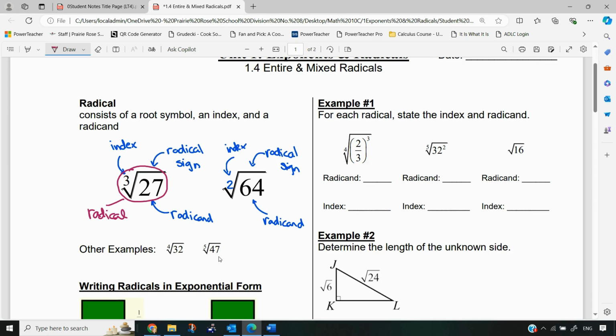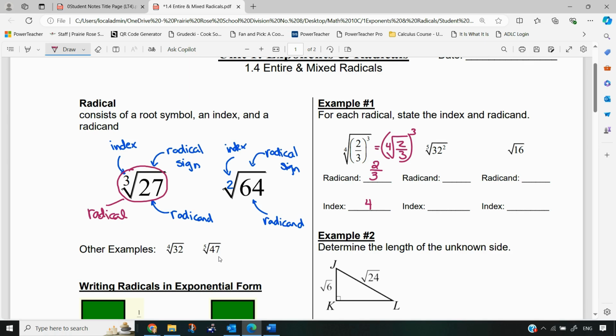All right, so let's take a look at example 1. It says for each radical, state the index and the radicand. So for the first example here, my radicand is 2/3 and my index is 4. Now, when we're talking about the radicand, that's the information that is underneath the radical sign. And so you might look and say, well, what about the cubed? This can also be written as the 4th root of 2/3 and then cubed. Because that 2/3 cubed is underneath the radical sign, it would be acceptable to write 2/3 cubed. Because this can be written in two different forms, you can also just write the 2/3.